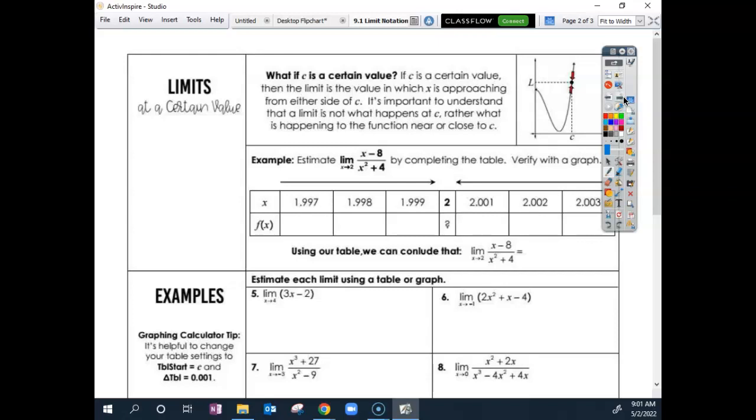So limits at a certain value. What if c is a certain value? It's always going to be my x value, right? So where is x on my graph? I want to know what's happening at the y value, all right? So the limit is the value which y approaches as x approaches from either side of c. It's important to understand that a limit is not what happens at c, but what happens before or after it, okay?